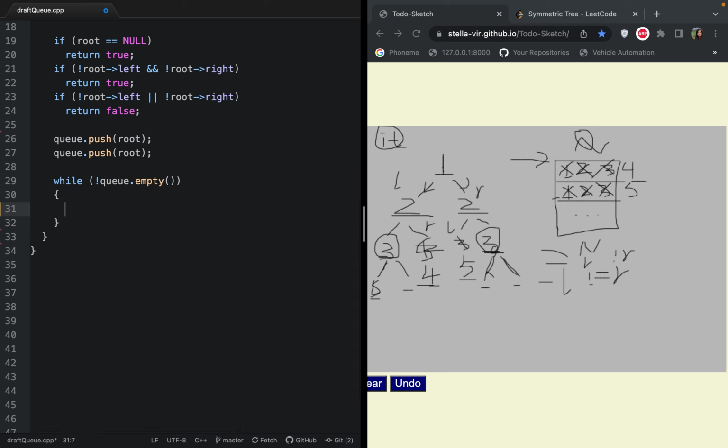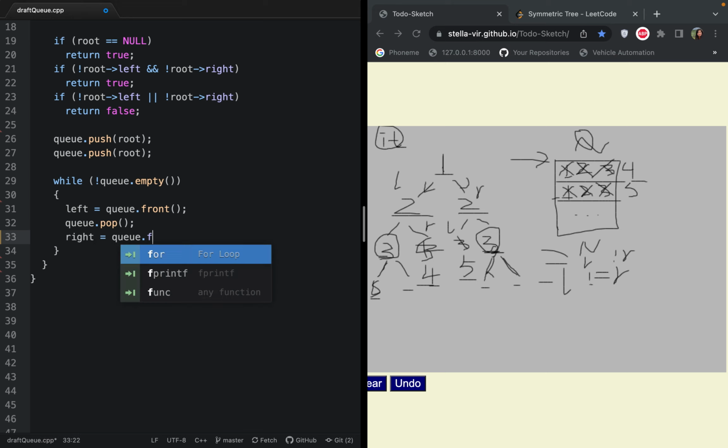If so, we need to get the left, which would be the ones that we, starting from the root, pushed in. So the left one is the queue's front, the first index, and then we want to pop that thing out. And similarly, the right goes to the front, first index, and we pop that out too. And we evaluate the if left.